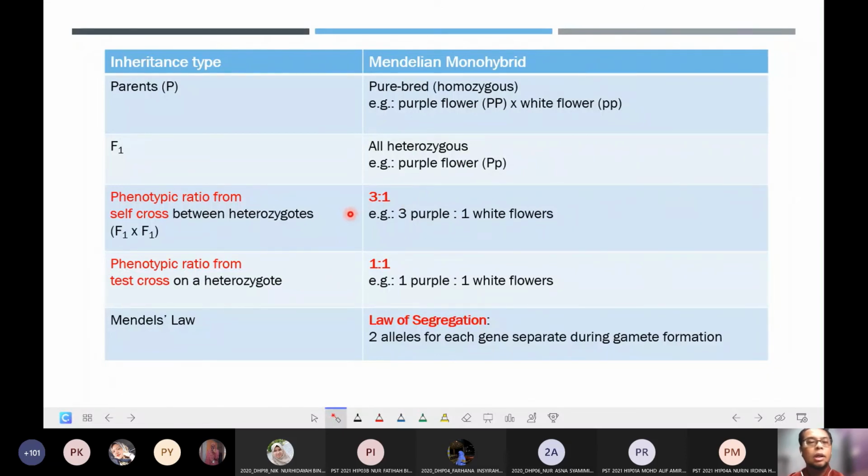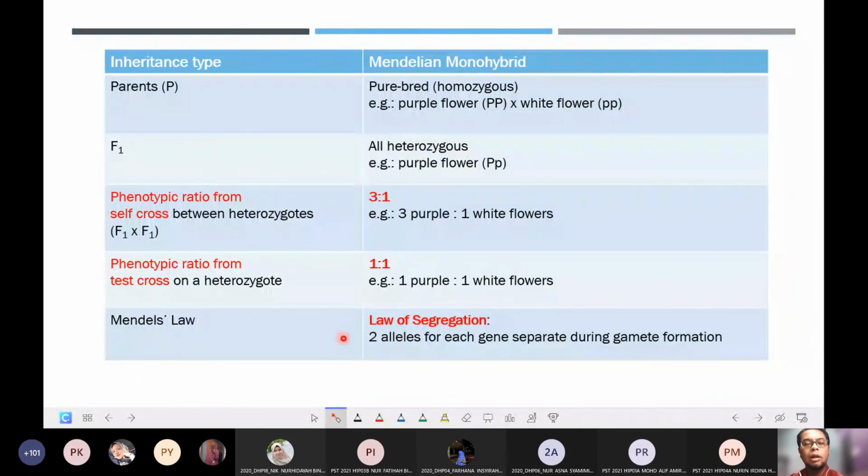And if we do a self-cross between the F1 individuals, finally for the F2 generation we will get this phenotypic ratio of 3:1. Nisbah 3:1. For example, 3 out of 4 will have purple flowers, and only 1 out of 4 of the F2 generation will have white flowers. So the ratio will be 3:1. Meanwhile, if we do a test cross on a heterozygous individual, we will get this phenotypic ratio of 1:1, in which the offspring from this test cross will be 1 purple and 1 white flower. So please remember these two types of phenotypic ratios.